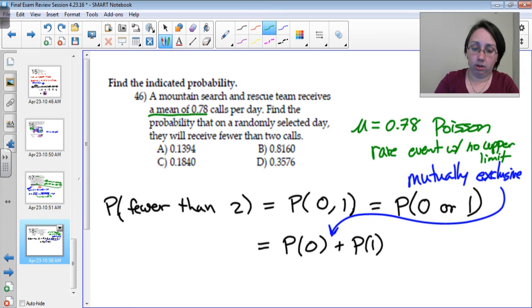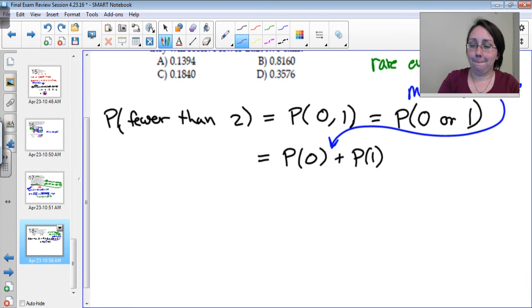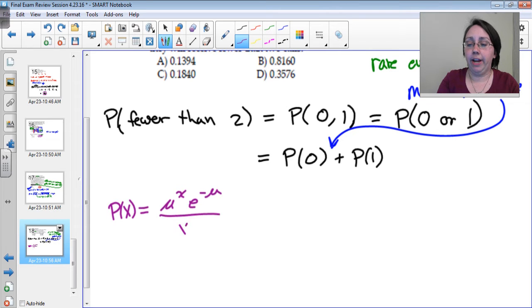Now, how do we do Poisson? Again, where should you put this formula? Very good. Mu to the x, e to the negative mu over x factorial.